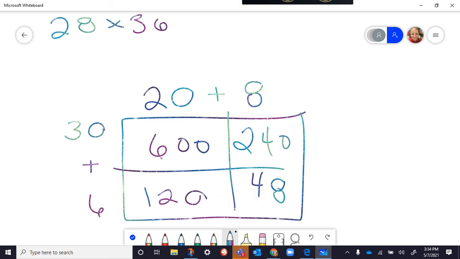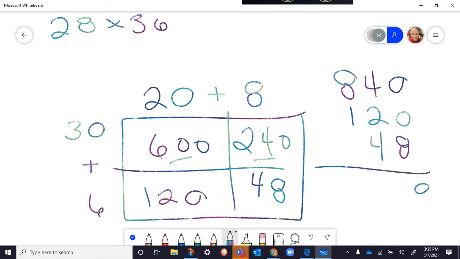I'm going to add all this up. I'm going to combine my 2 here, so that would be 600, 240, 120, and 48. So 1,008 for that one.